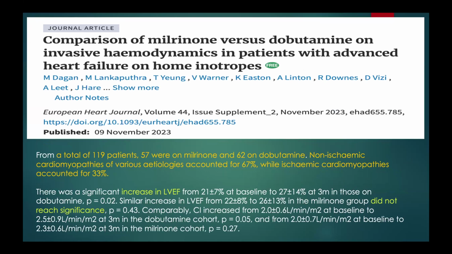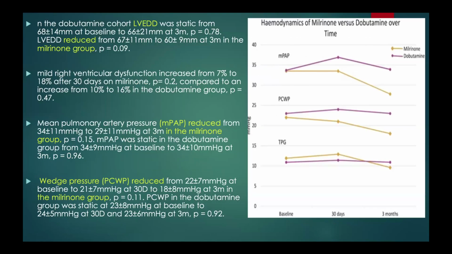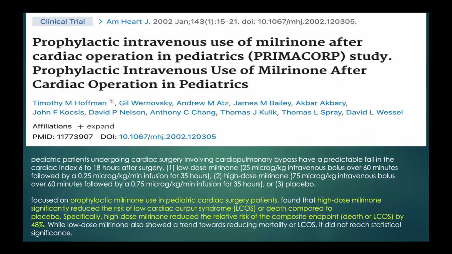Again, there was a comparison between milrinone and dobutamine, which said that the left ventricular ejection fraction did not reach any significant difference, but the LVEDV, left ventricular end diastolic volume, was static in the dobutamine group, while in the milrinone group it had reduced. Also, the mean pulmonary arterial pressure had a significant reduction in the milrinone group. The pulmonary capillary wedge pressure significantly reduced, and the transpulmonary gradient also significantly reduced.